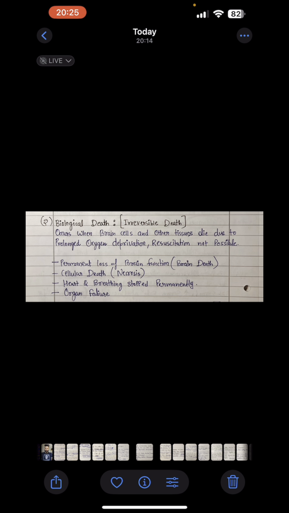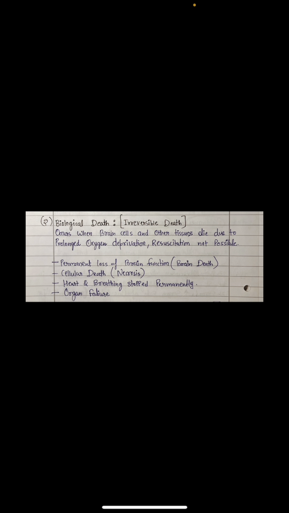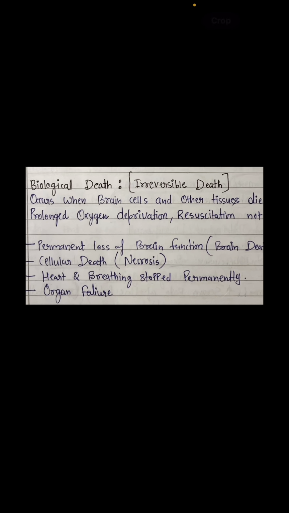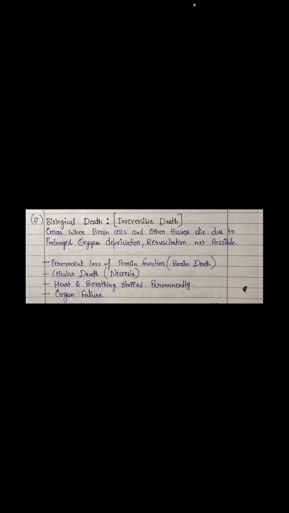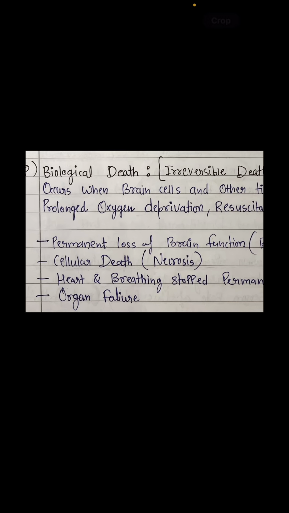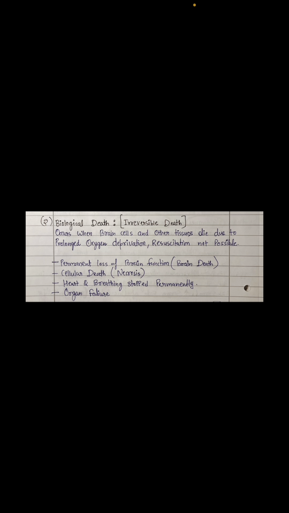Next is biological death. Biological death is the irreversible death. It occurs when the brain cells and other tissue die due to prolonged oxygen deprivation, and resuscitation is not possible in this case. Once biological death has happened, the patient will not wake up again, because there is a permanent loss of brain function, so-called brain death, and there is cellular death, necrosis. Heart and breathing stop permanently, so the patient cannot be resuscitated anymore.